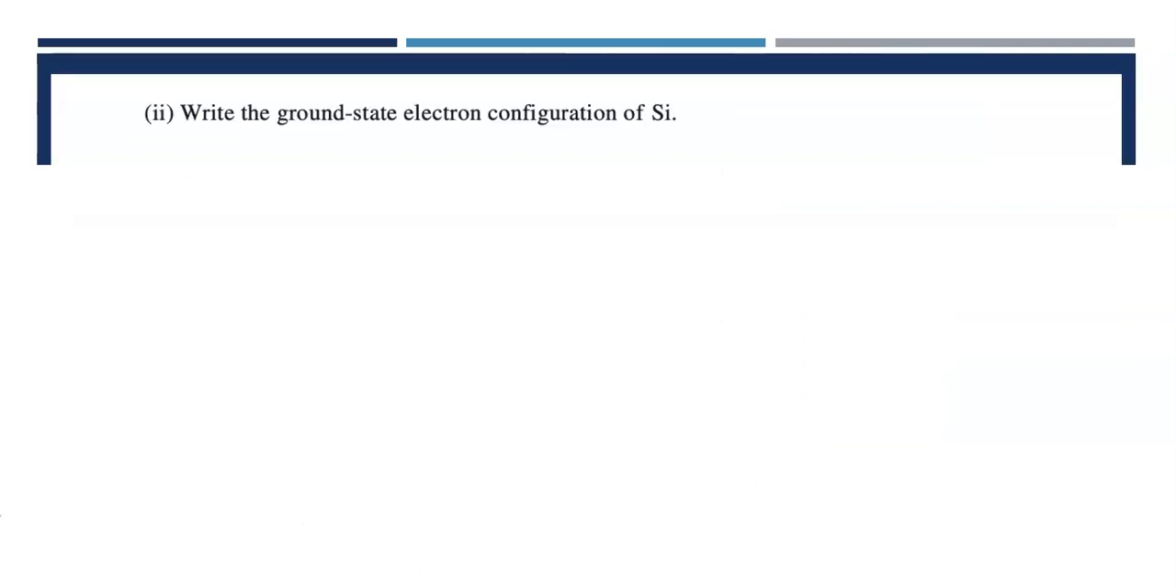Now we're asked to write the ground state electron configuration of silicon. We know that a neutral ground state atom of silicon is going to have 14 electrons because it's got 14 protons. And a neutral atom, of course, has equal numbers of protons and electrons. It doesn't say what format we need to use for the electron configuration, but we do need to make sure all 14 electrons are represented and that we follow all the rules of electron configurations.